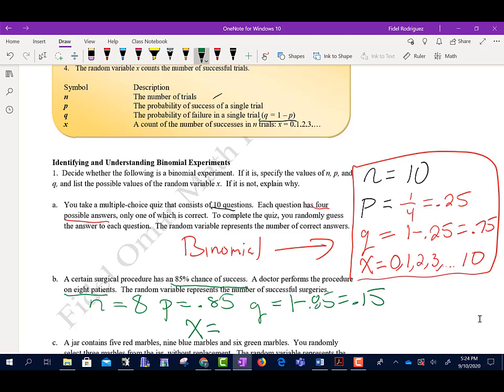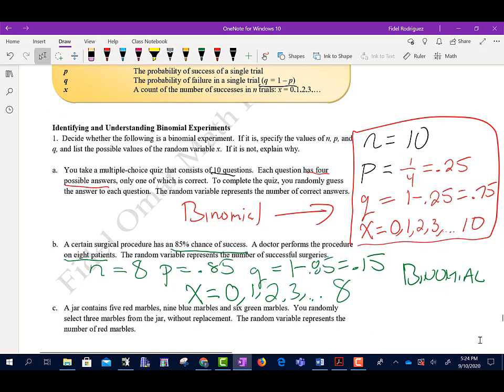So the doctor's going to do this on 8 different patients. It's possible that it wasn't successful on any of them. Or it's possible that it was on 1 or 2 or 3 all the way to 8, right? It's possible that all 8. So again, this here would also be binomial, right?